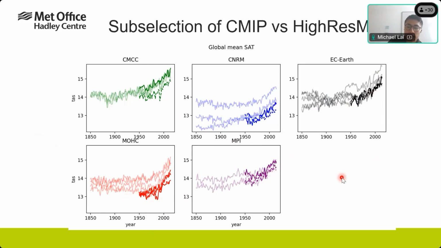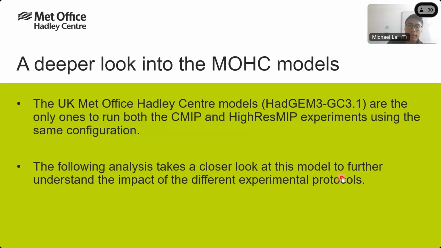So to understand this a bit further, we've looked at the Met Office model a little bit deeper. The reason for this is that the HadGEM3 model run by the UK Met Office is the only one that has run both the HighResMIP and CMIP experiments using the same configuration. The other modeling centers have slightly different models that are used.